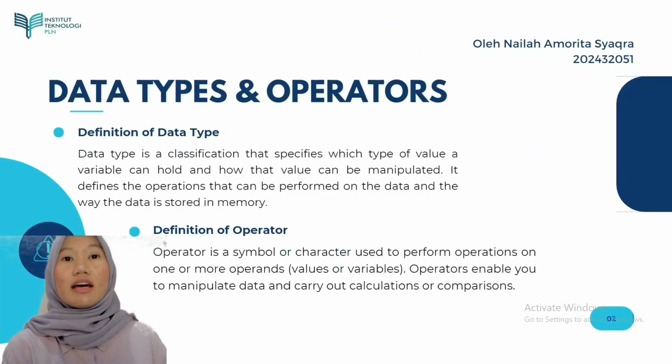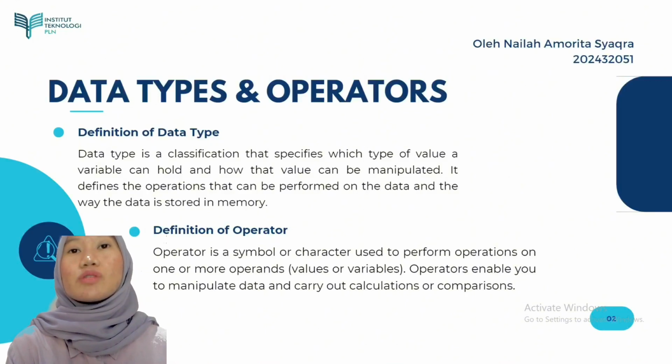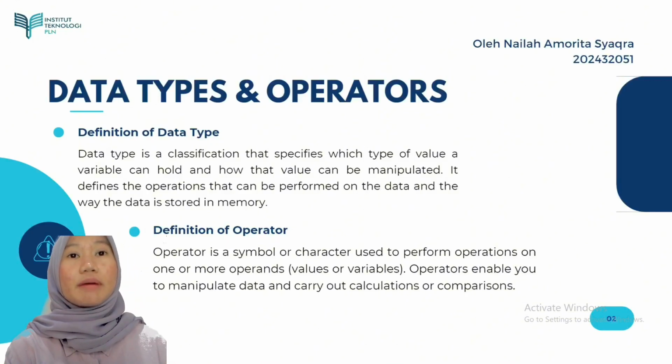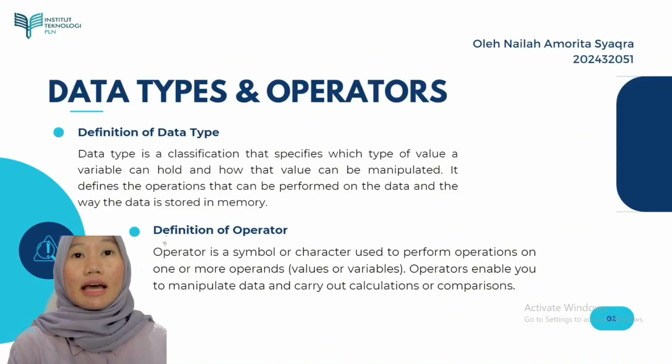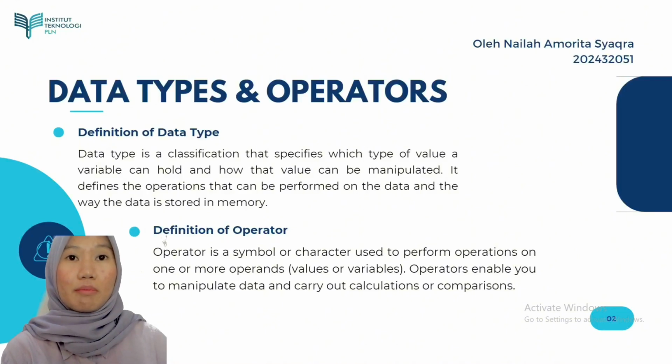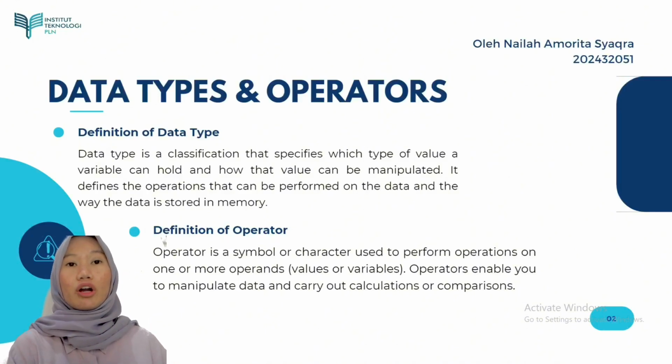Okay, in this slide there is a definition of data type and operators. First is the definition of data type. Data type is a classification that specifies which type of value a variable can hold and how that value can be manipulated. It defines the operations that can be performed on the data and the way the data is stored in memory.